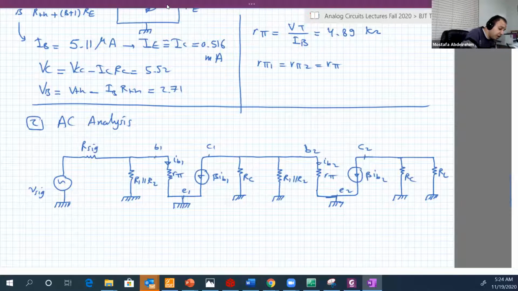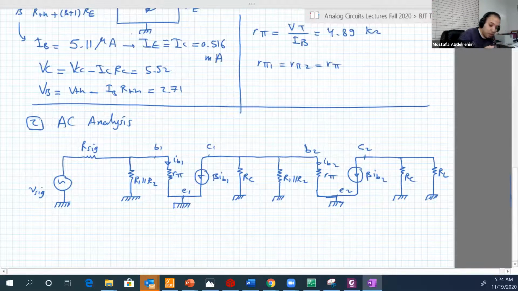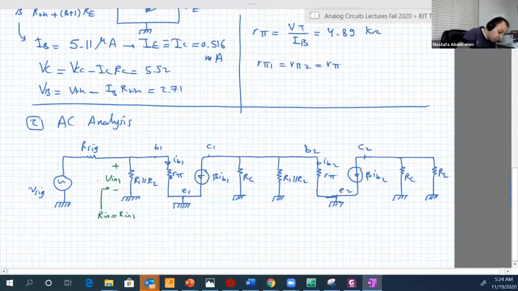Before we continue, let's mark the important points in our circuit. First, where is the input? Here is the input. And now since you have two stages, make it the input 1. And here is our input of the whole circuit, which is our input 1 at the same time. And the V input 1 is actually the input of the whole circuit at the same time.